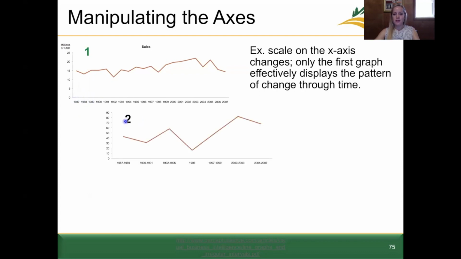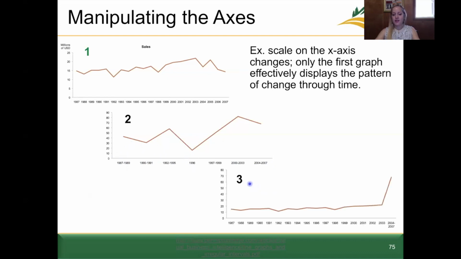However, for graph number 2 here, this is the same data, yet we've lumped in 1987 through 1989, 1990 through 1991, yet here in 1996, that's its own data point. So this x-axis has definitely been manipulated to show the data in a different way.